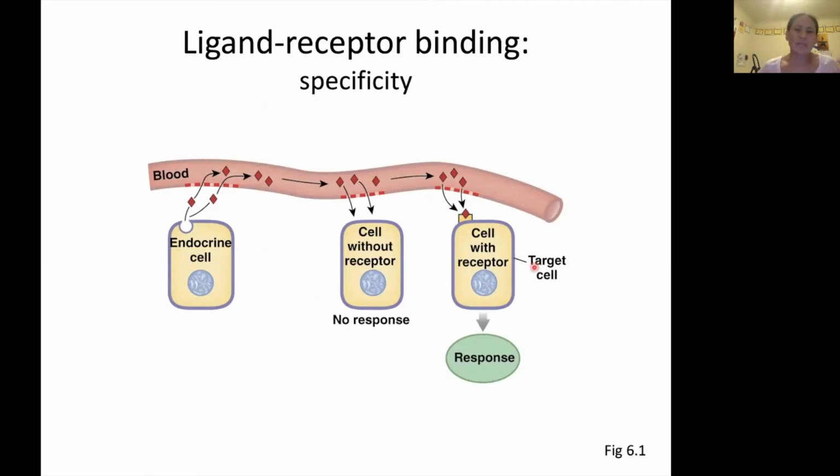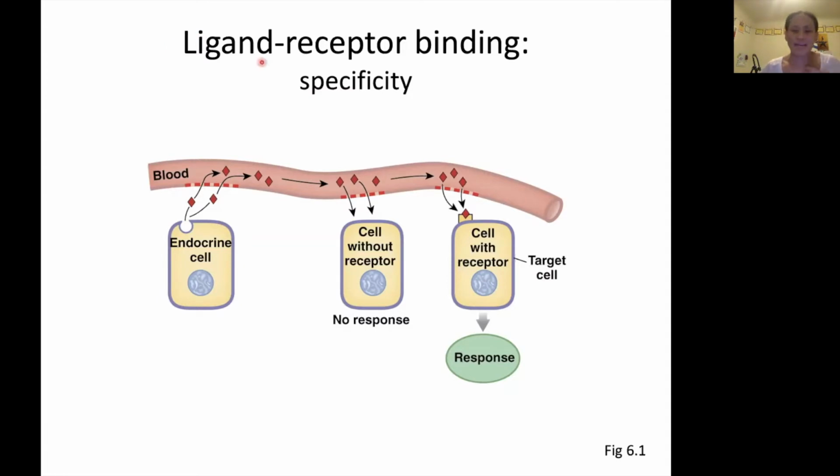Okay, so we just talked about signal transduction and how peptide hormones generally trigger these signal transduction cascades that lead to these quick responses in cells. Now I want to focus on the actual binding of the hormone to the receptor and talk about some of the principles that govern that event, okay? Starting with specificity, right?